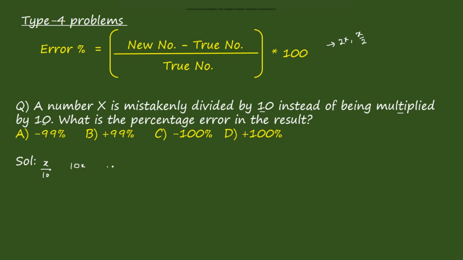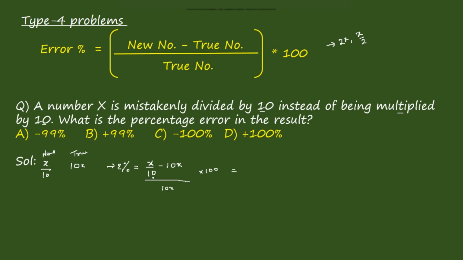We know the formula for it. Error percentage is equal to (new number minus true number) by true number. What is the new number? x by 10, isn't it? What is the true number? 10x, right? Then just substitute the values. It becomes x by 10 minus 10x, by the true number, which is 10x, into 100.